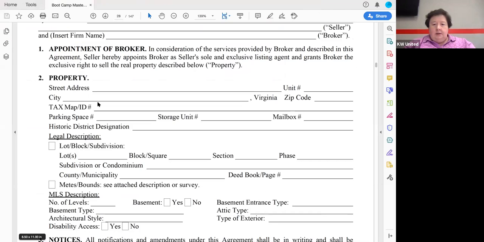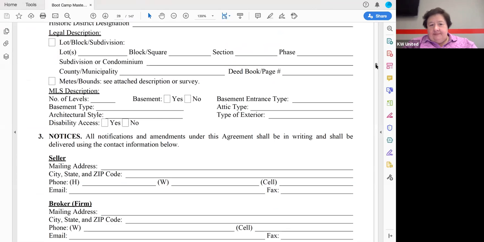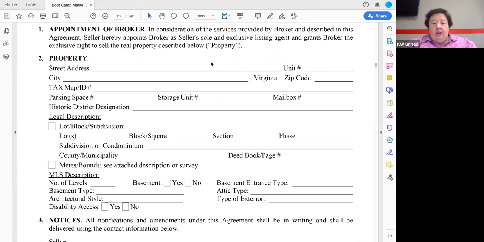Okay, back to here. I saw all your faces pop up for a second. Okay, all right, so again, here we don't use the legal description in this part of the listing agreement, but you will use it in the contract. That's where the whole phrase legal description will come into play.